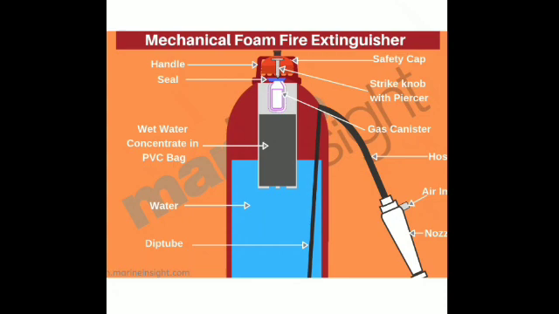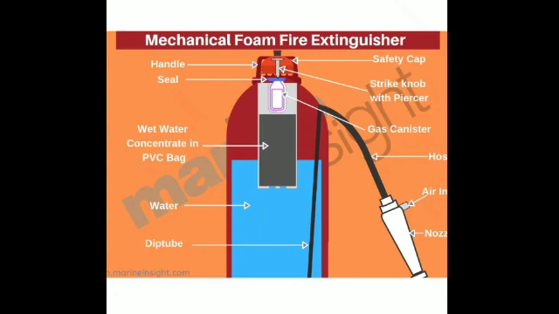So here you can see there is a nozzle. The metallic cylinder is filled with a saturated solution of sodium bicarbonate. Is it clear? This contains sodium bicarbonate. A glass bottle containing aluminum sulfate is kept inside the metallic cylinder.